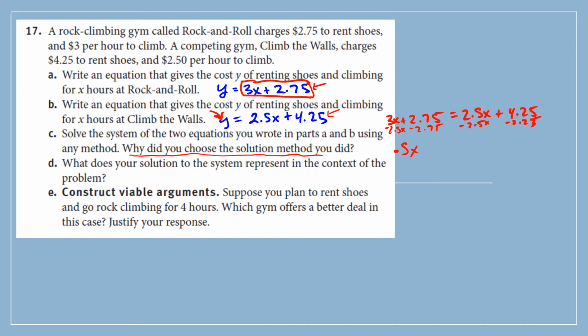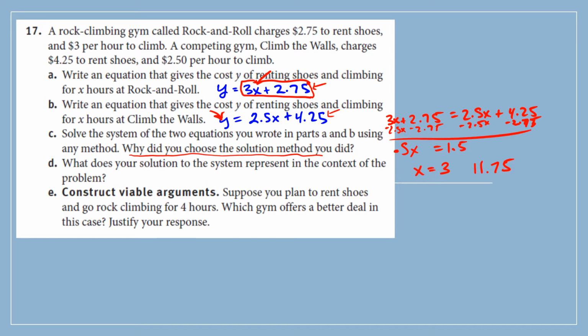So I'll get 0.5x, and then I'll minus 2.75, oops, 2.75 from both sides. And I'll get 1.5, and then when I divide, I'll get x equals 3. And so if I plug it back in here, 3 times 3 is 9, plus 2.75 is 11.75.